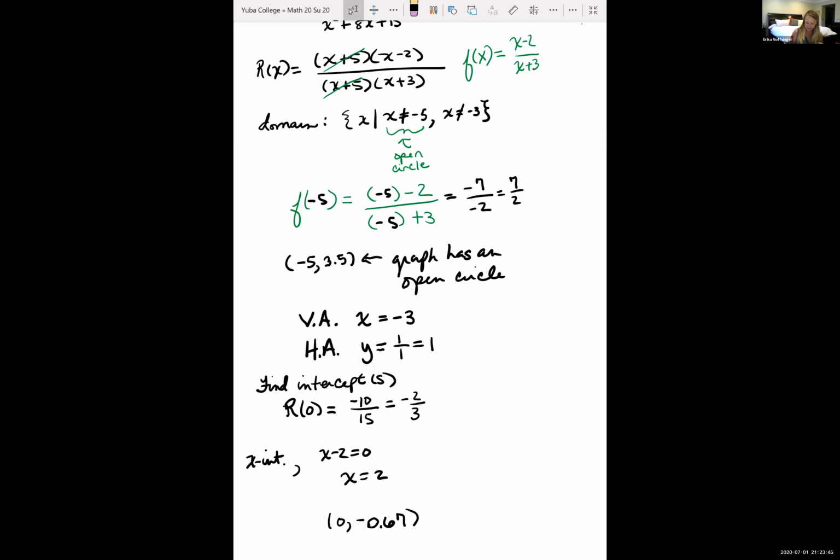So that is our y-intercept, and then our x-intercept we got by just setting our numerator equal to 0. The one piece of our numerator, x plus 5, of our original function, couldn't be equal to 0 because that also set our denominator equal to 0. So only really what we had to worry about was when x minus 2 equals 0. Adding 2 to both sides, we get x equals 2. And so we know we have an x-intercept at (2, 0).